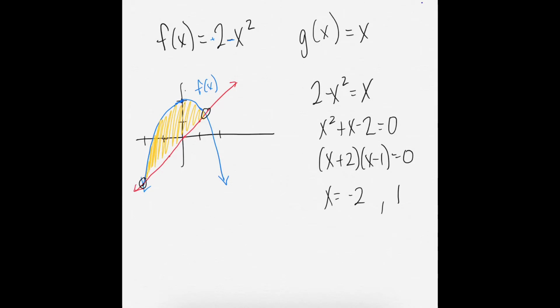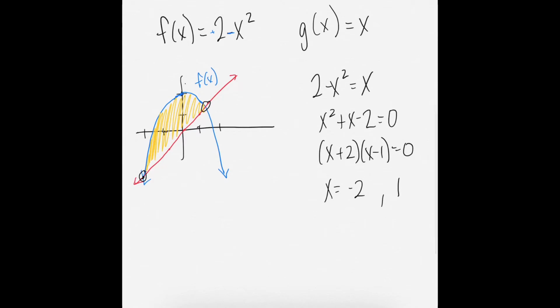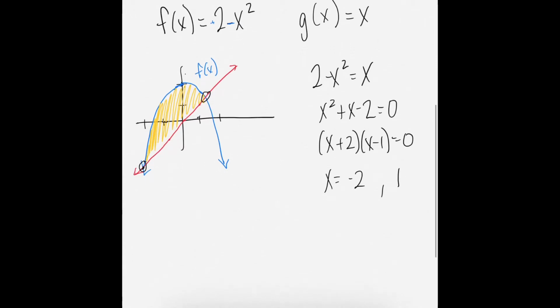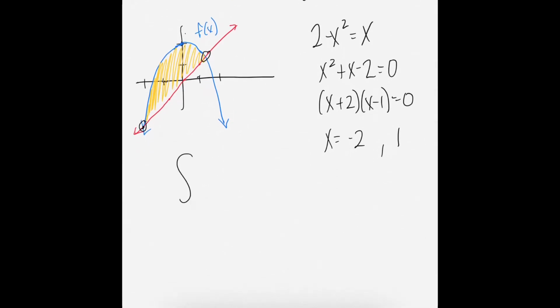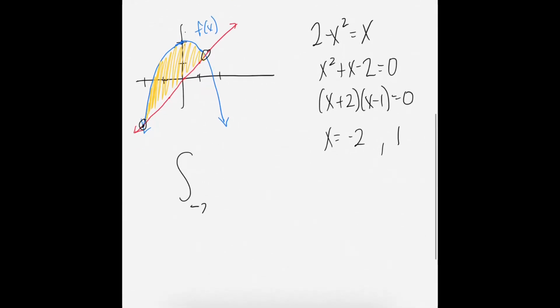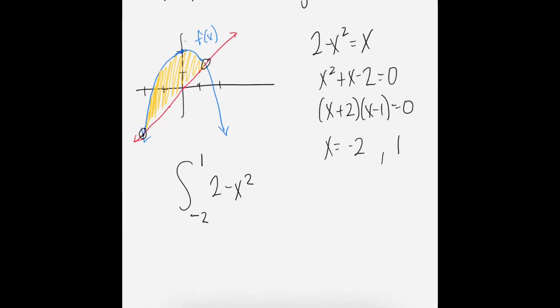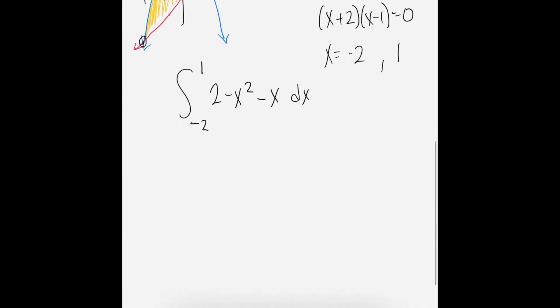That looks like it could definitely be negative 2 over here. That looks like, it's a little off, but that would be somewhere in the range of x equals 1. All right, so that would be my a and my b. Remember, the lower one should always be the lower number, and the upper one should always be the upper number. So if we were to find the integral from negative 2 to 1 of f of x, which is 2 minus x squared, g of x is x, so minus x, and then dx.